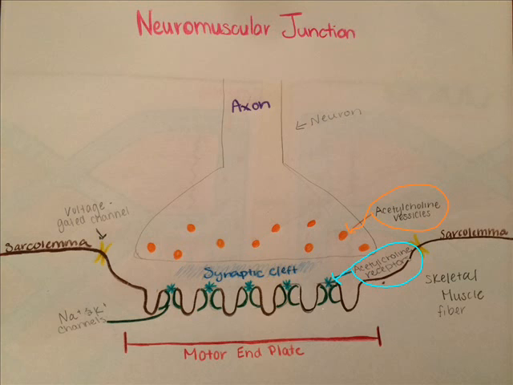On the neuromuscular junction, there are both acetylcholine vesicles, represented by the orange dots, and receptors, represented by the green asterisks. Acetylcholine is the neurotransmitter that stimulates receptors and eventually allows the muscle to contract.